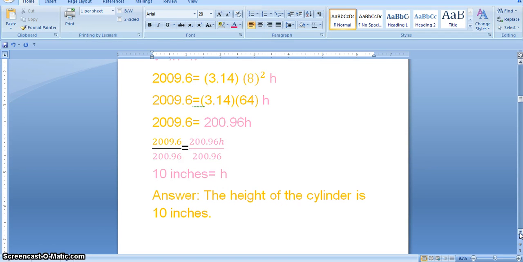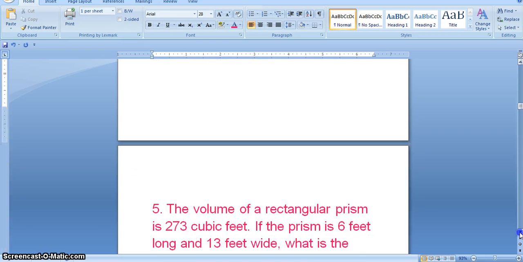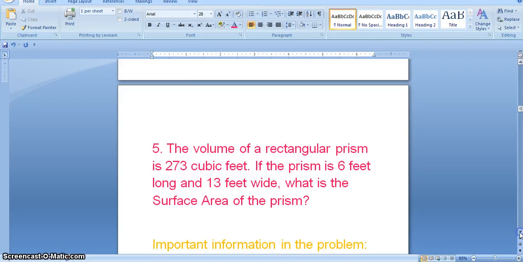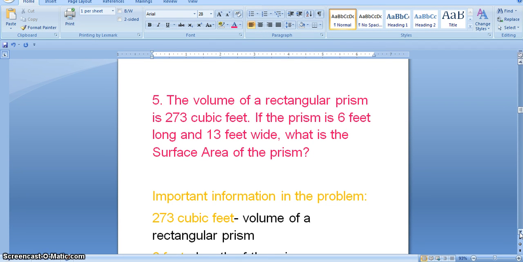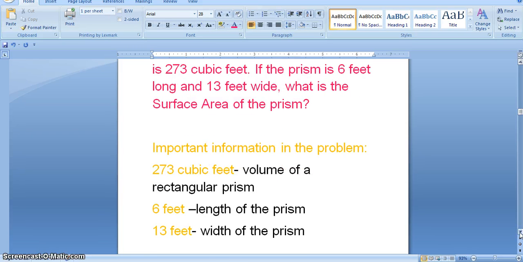That is the first problem dealing with volume. The next problem. The volume of a rectangular prism is 273 cubic feet. If the prism is 6 feet long and 13 feet wide, what is the surface area of the prism? So the important information in the problem. The first one is 273 cubic feet is the volume of the rectangular prism. 6 feet is the length of the prism, and 13 feet is the width of the prism.